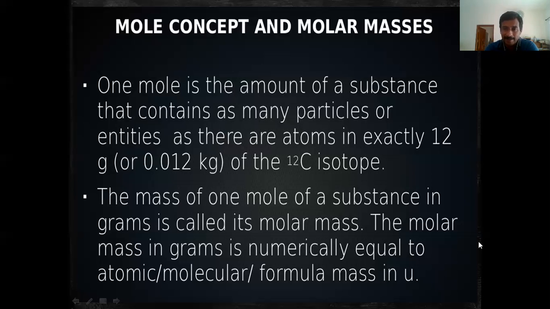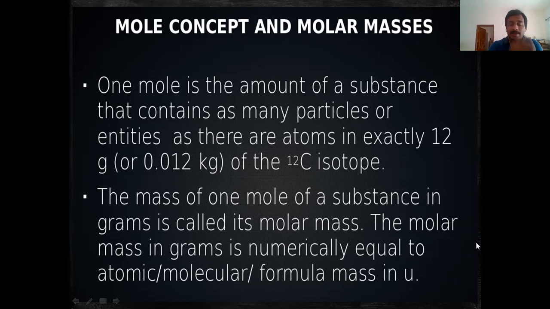Simply we can say 1 mole of a substance is the quantity which contains 6.02 into 10 raised to 23 entities. Entities means it can be molecule, atom, electrons, or ions. So in general, we can say entities.